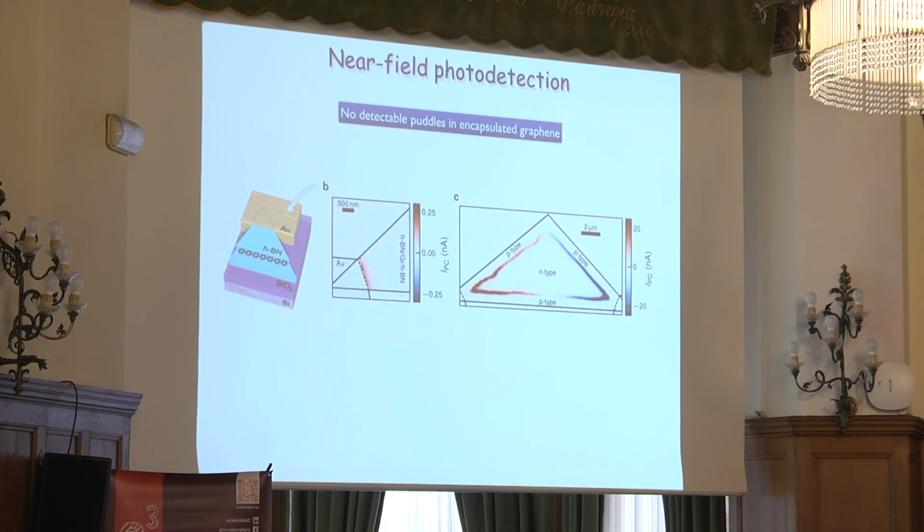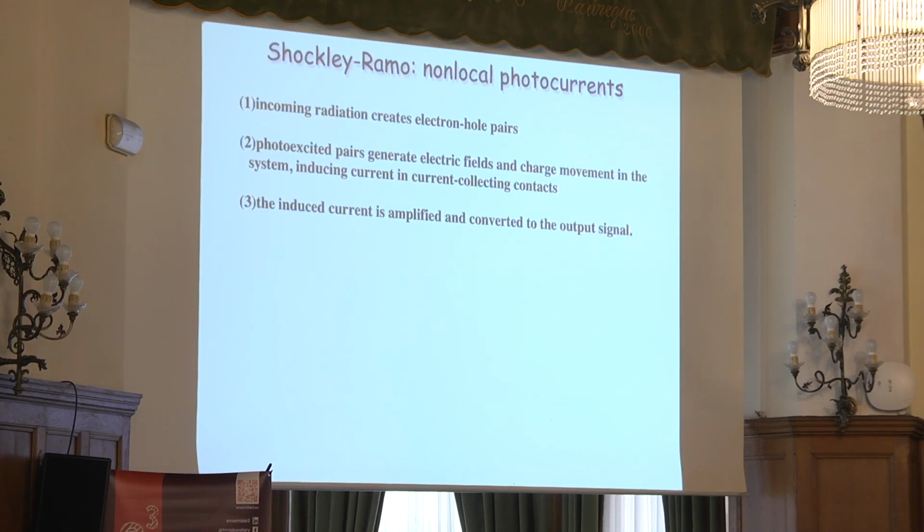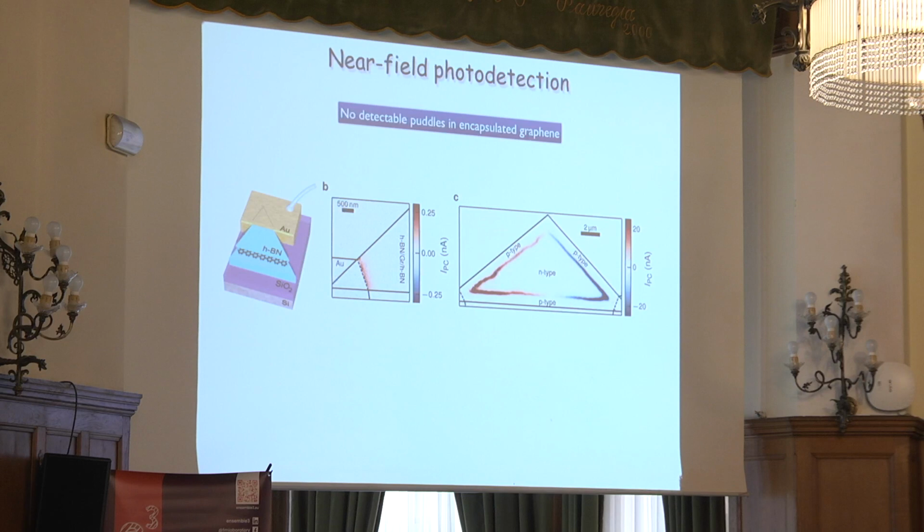Then we look at encapsulated graphene. We could actually see that there are no puddles anymore, but then we saw that near the edges, there's a very sharp photoresponse, and this has to do with the doping that builds up near the edge. That can happen even in hBN encapsulated graphene, and this actually comes from the silicon oxide substrate. So that's why people now use metallic local gates to get rid of this oxide effect.